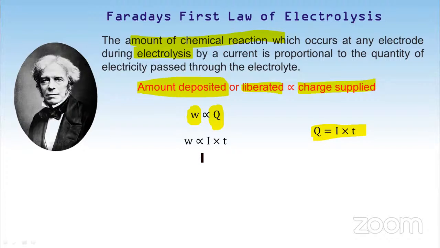That is 1800 ampere second, not per second, ampere second. This is nothing but coulombs. So if you pass a current of 2 ampere within the span of 30 minutes, that is its charge. So W is directly proportional to I into t.